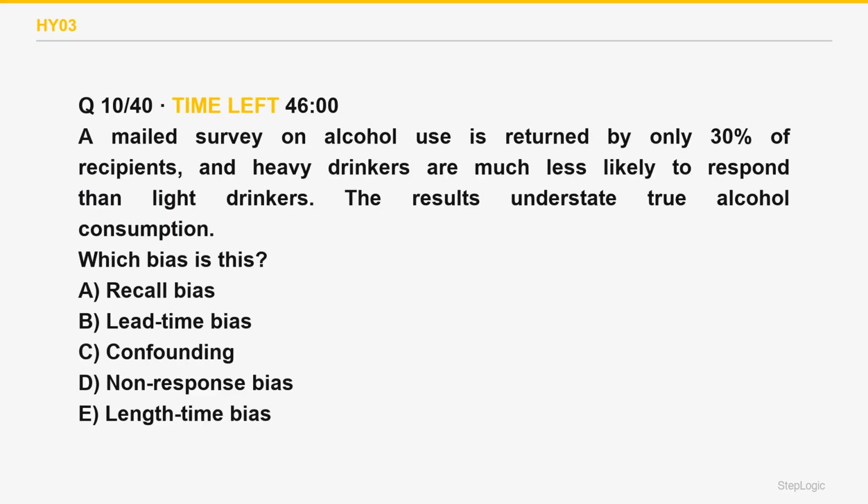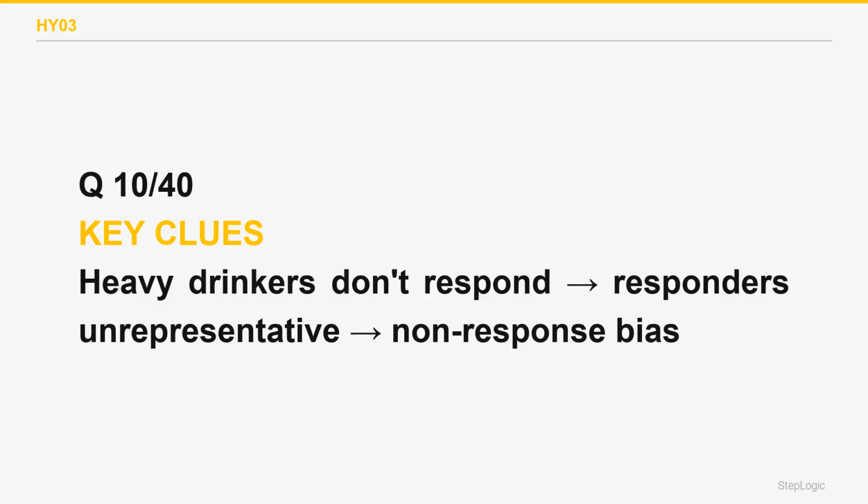Which bias is this? A mail survey on alcohol use is returned by only 30% of recipients, and heavy drinkers are much less likely to respond than light drinkers. The results understate true alcohol consumption. Read the command: the bias from who doesn't reply. Non-responders differ systematically from responders.